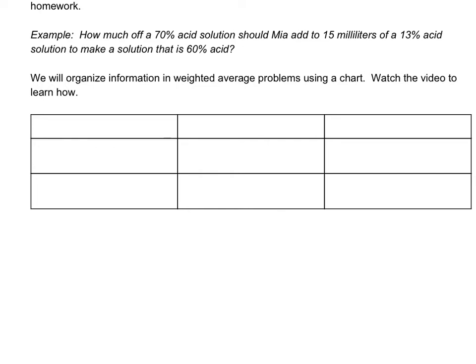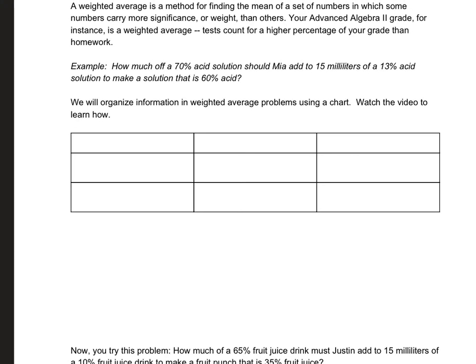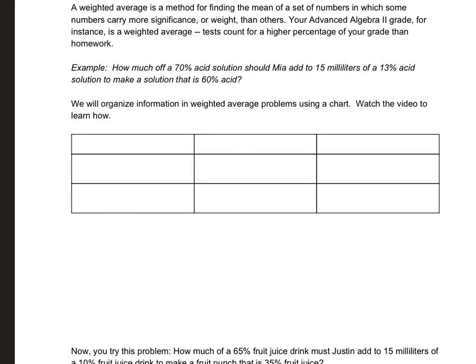So we're starting off with a 13% acid. Here, to the left of my first row, I'm going to write 13% acid. To the left of my second row, I'm going to write 70%, because that's what we're trying to add to the solution to make a 60% acid.